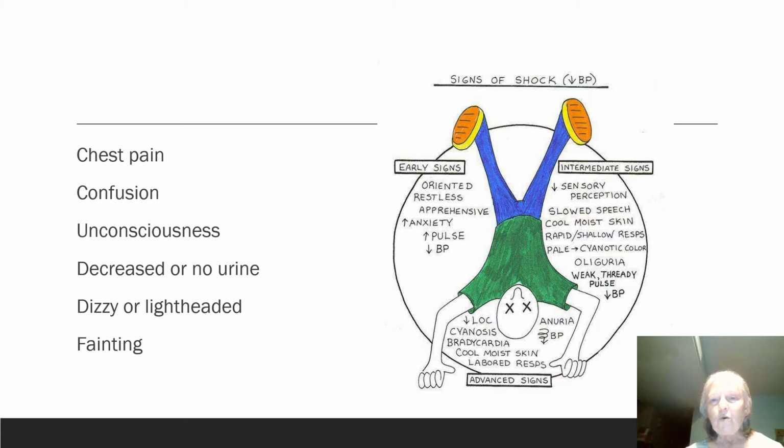So this is kind of a cool picture. Most of the nursing sites have some really cool pictures, and we borrowed one from them. So some things that you see are what we just talked about. We didn't mention, but chest pain is another one. Decreased or no urine, oliguria, is another one. Fainting happens with it. And you can see with this picture the early signs, the intermediate signs, and then the advanced stages, and that's where you have anuria, which is no urine output. Your blood pressure has dropped to the point where sometimes it's not palpable, decreased level of consciousness, cyanosis, bradycardia, all of those different things.